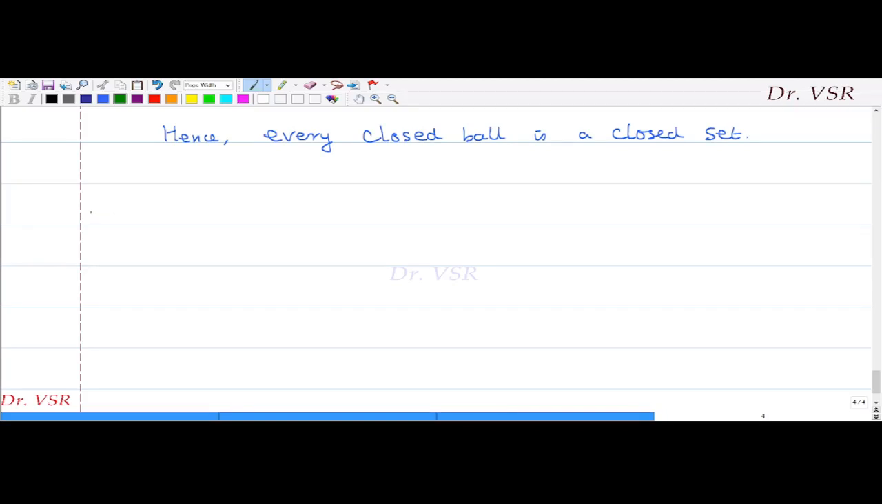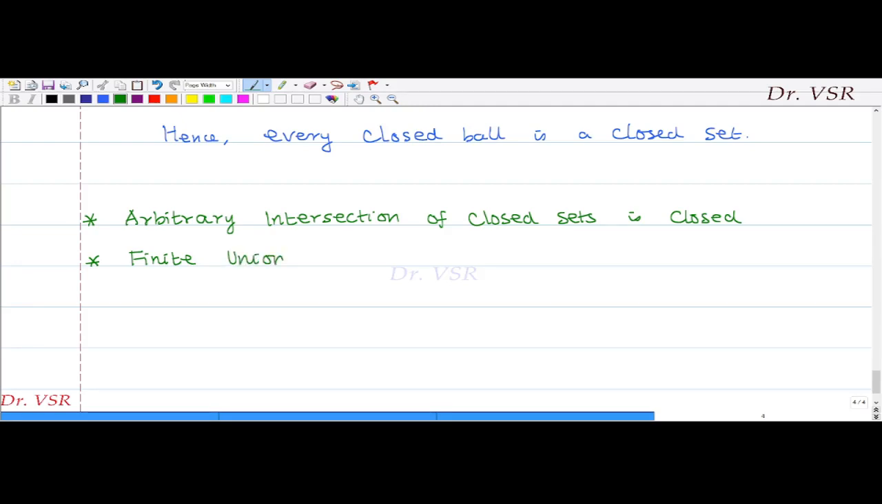So we'll go for result one, that is, an arbitrary intersection of closed sets is closed. Similarly, we are going to show that a finite union of closed sets is closed. So we are going to prove these two theorems today.